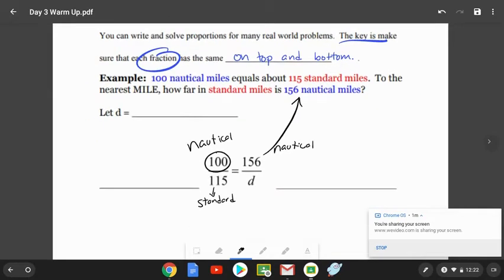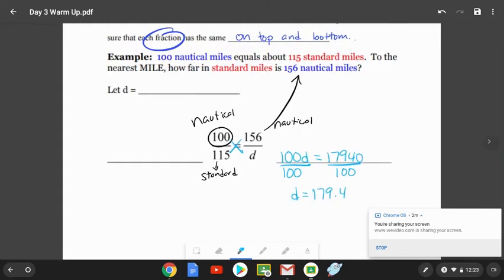So what you've been learning, how to solve proportions, you're going to go ahead and cross multiply and see what it gets you. Now we have 100D is equal to 17,940. What you've learned already, divide by 100 and divide by 100. D is equal to 179.4. So the answer to how far in standard miles is 179.4 standard miles.